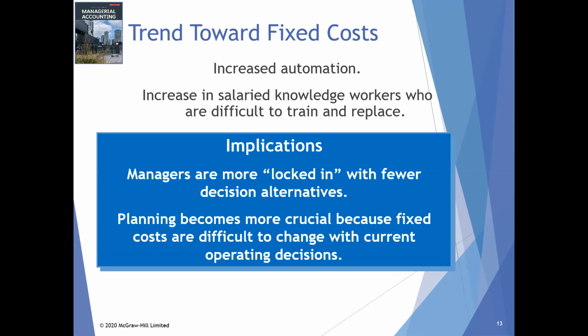So now what is the implication? Managers are more locked in with fewer decision alternatives, right? And planning becomes more important and crucial because fixed costs are difficult to change with the current operating decision.